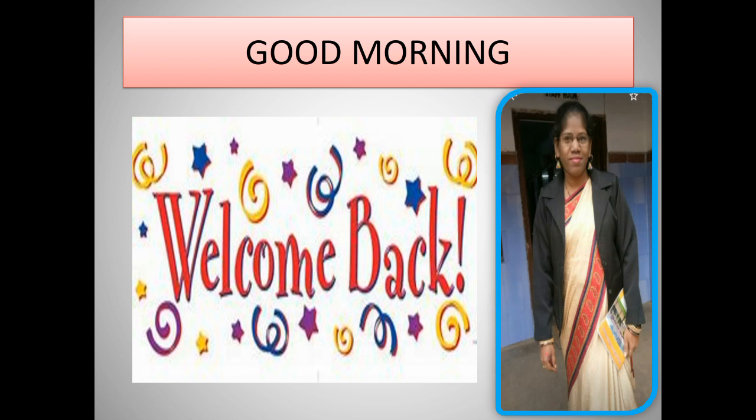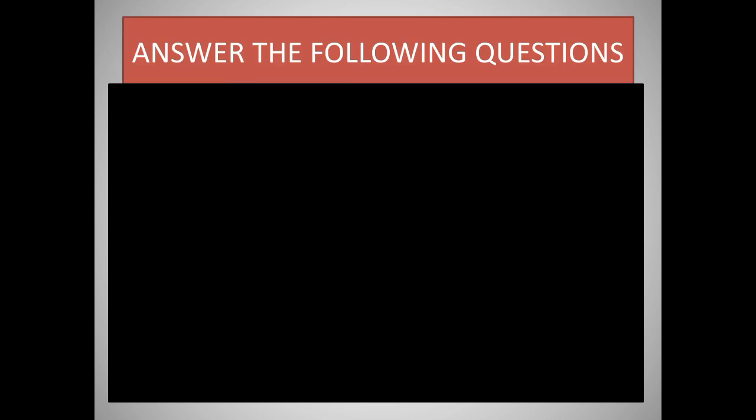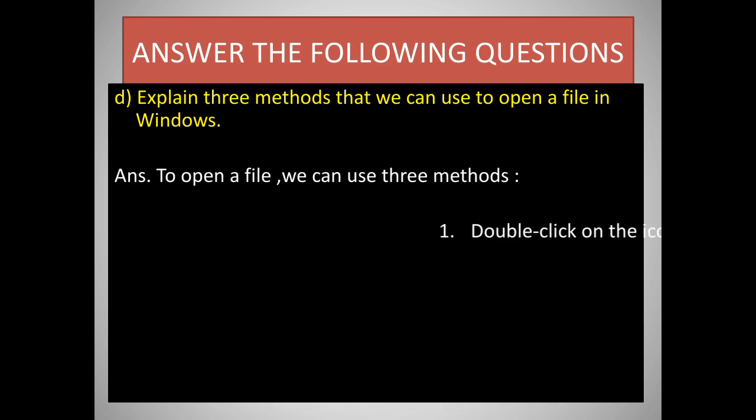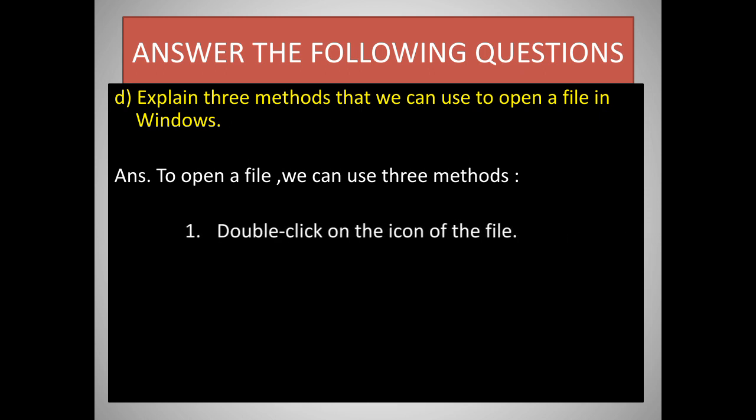Today, we are going to do the rest part of answer the following question. So, the fourth question, explain three methods that we can use to open a file in Windows. What are the three methods that we can use to open a file in Windows? To open a file, we can use three methods.